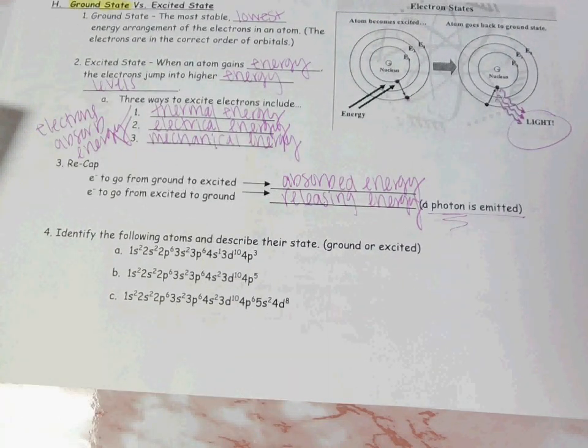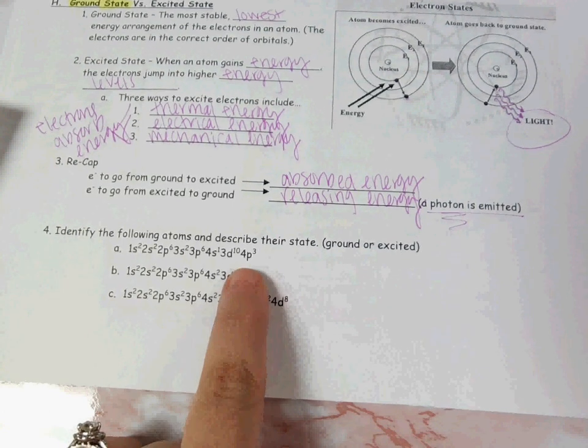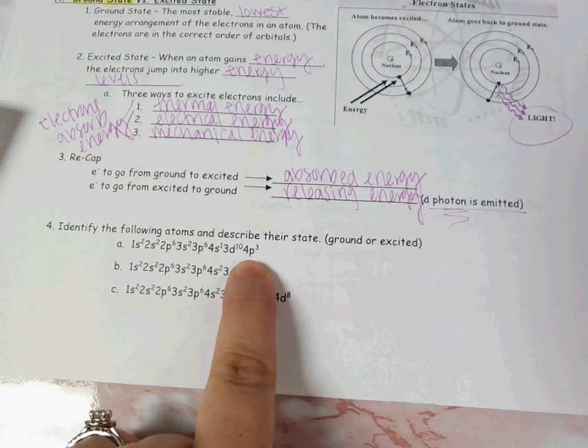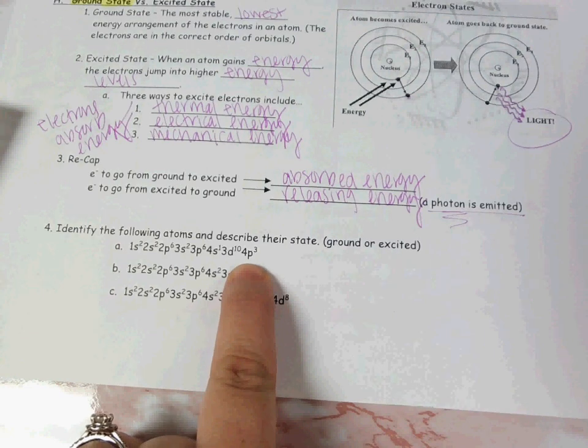So this question is like the ones that y'all were asking about when you got to class that were on your homework. It says, identify the following atoms and describe their state. Are they ground or excited? So now, my warning is that you cannot use just this last little piece to identify the element anymore, because if I look at 4p3, who does that say this is? What element?